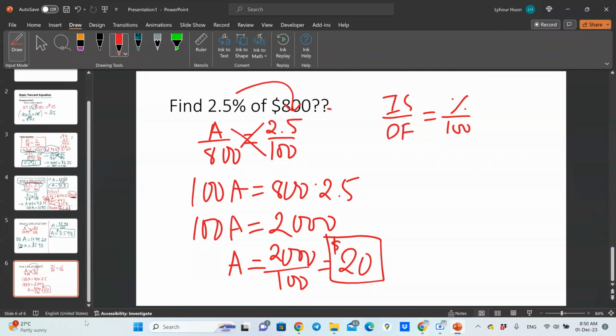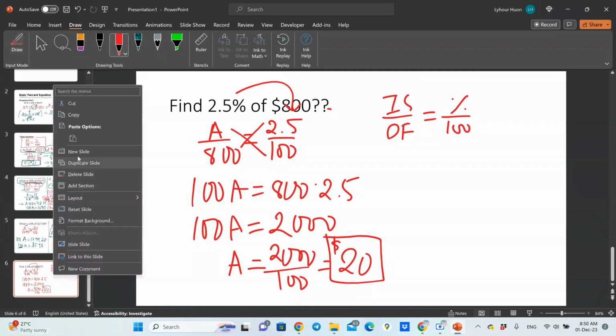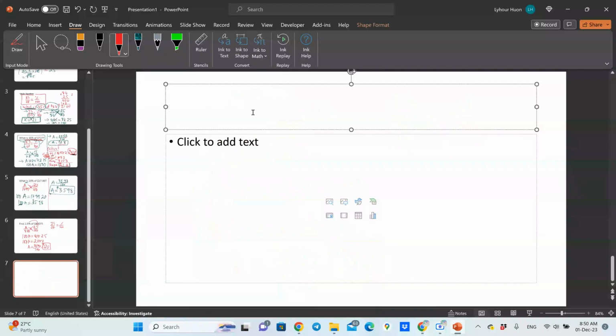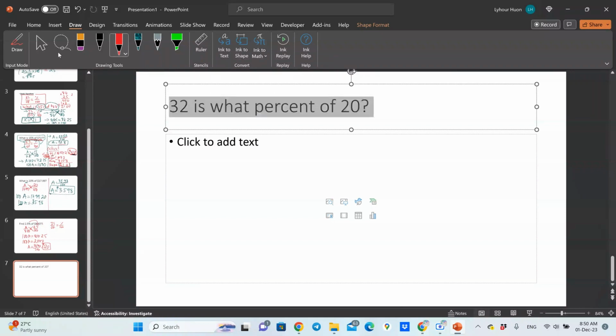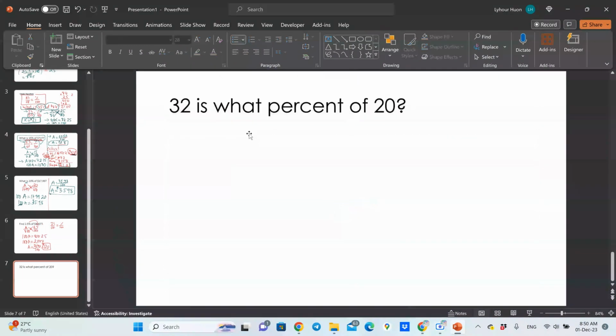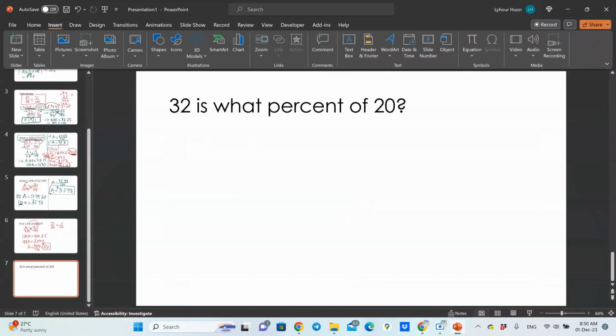Okay, let's do one more, and then I will give you the homework. Now, this is something a little bit different. The question is: 32 is what percent of 20? This is a little bit different, a tricky one.